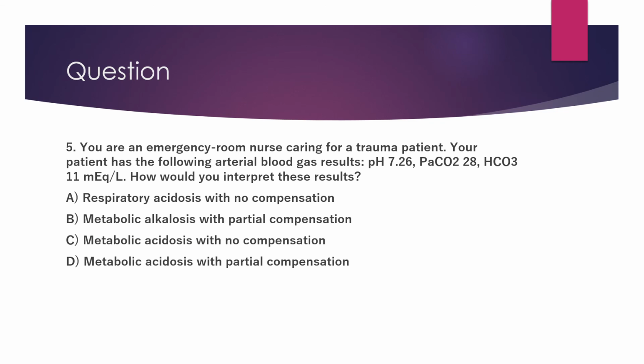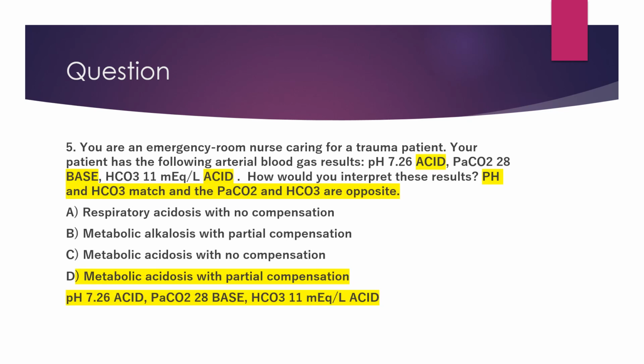You are an emergency room nurse caring for a trauma patient. Your patient has the following arterial blood gas results: pH 7.26, PaCO2 28, bicarb is 11. How would you interpret these results? So it is a metabolic acidosis with partial compensation.